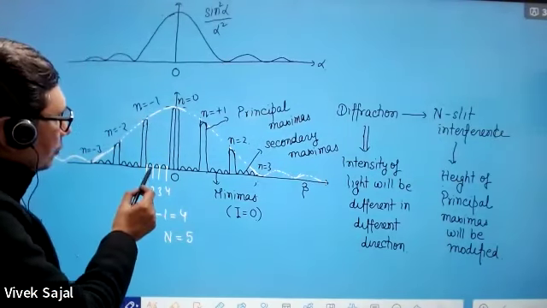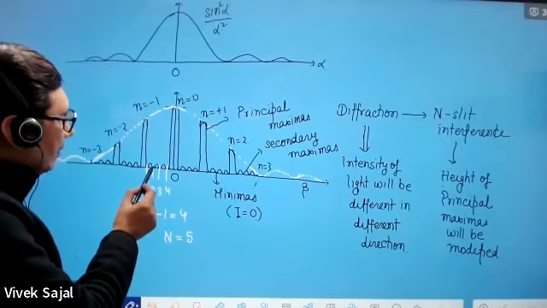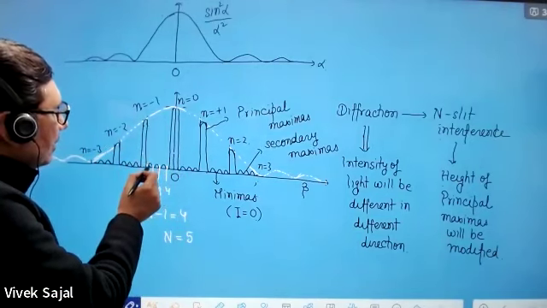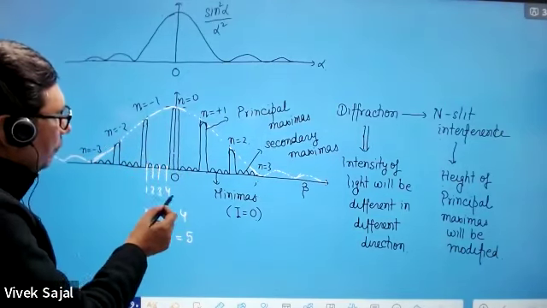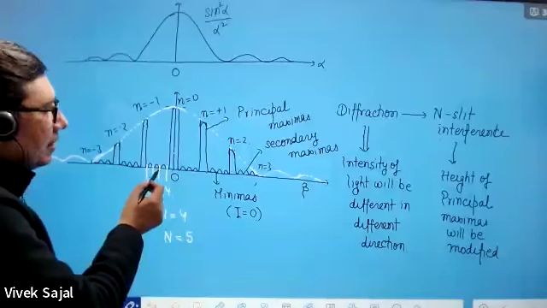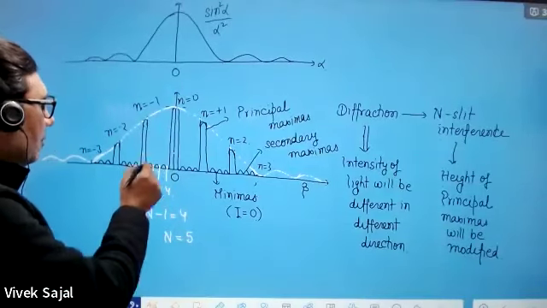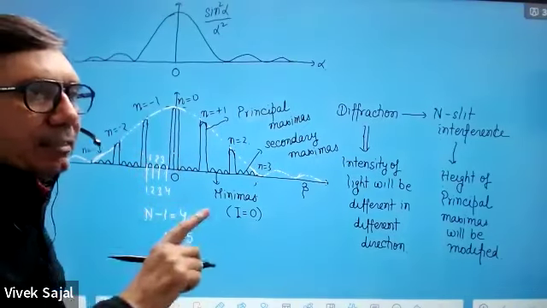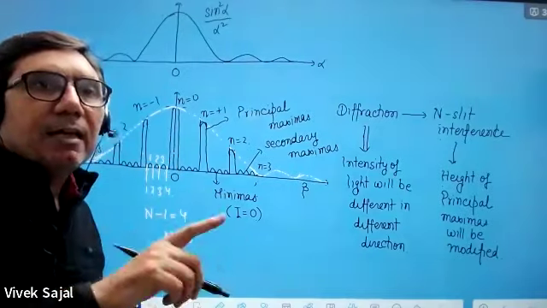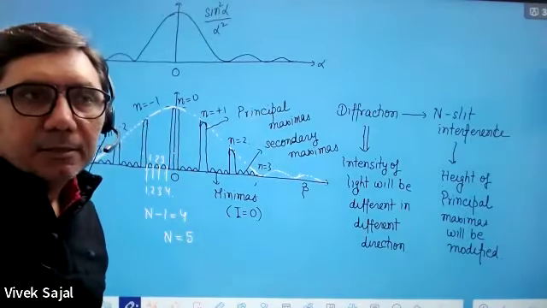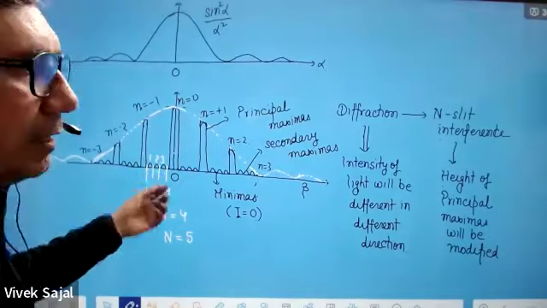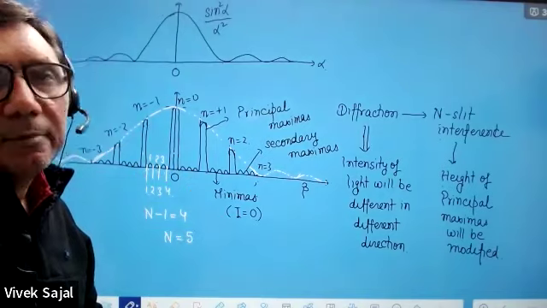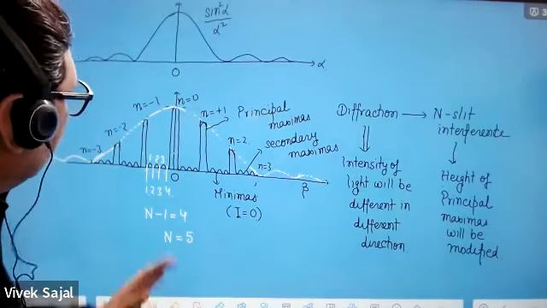Now, if they ask you how many secondary maxima are there in between two principal maximas: the minimas are 4, and in between 4 minimas automatically three secondary maximas will be there. So this will be 1, 2, and 3. So they will be one less. The number of secondary maximas will be one less as compared to the number of minimas. So here 4 minimas are there, and in between them there will be 3 secondary maximas.